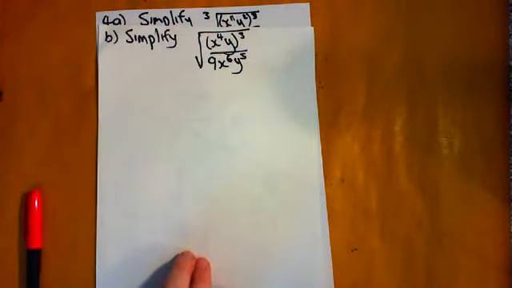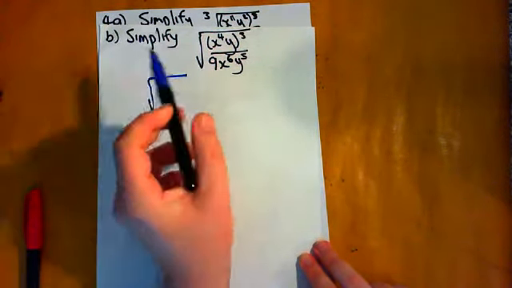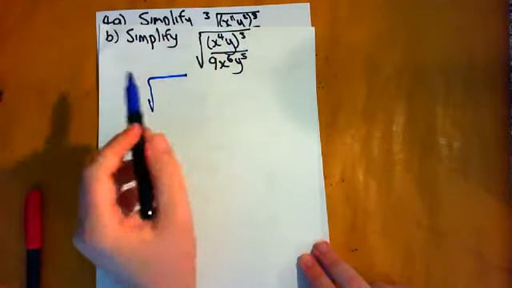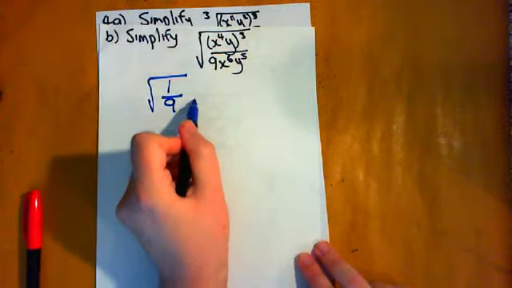Question B, we have to simplify the square root of x to the 4 y cubed over 9 x to the 6 y to the power of 5. So we'll do the same thing, we'll do the same steps, but before we do that, what I usually do is separate the number part from the letter part. So let's separate out that 9. So we have the 9 is on the bottom, it's got to stay on the bottom, and it's also got to stay under a square root.